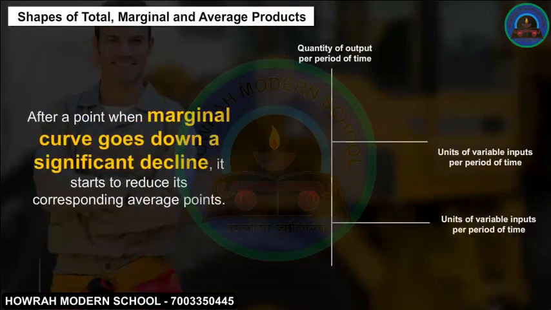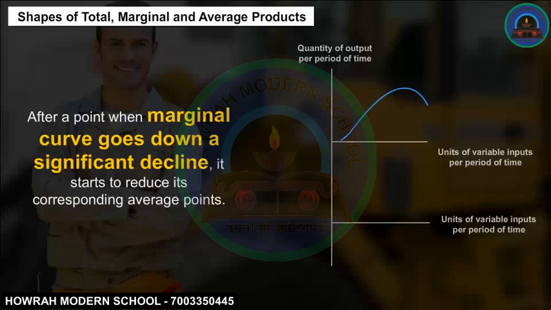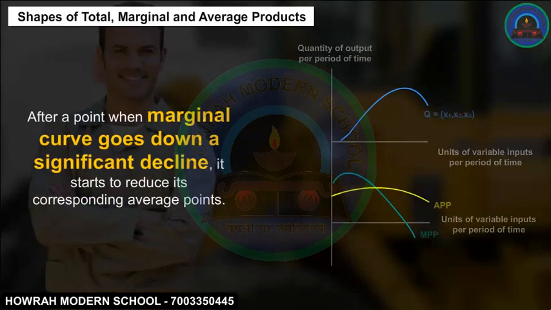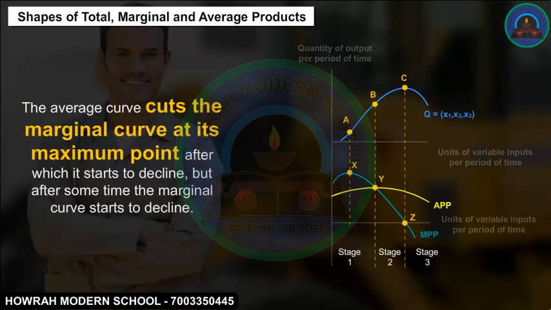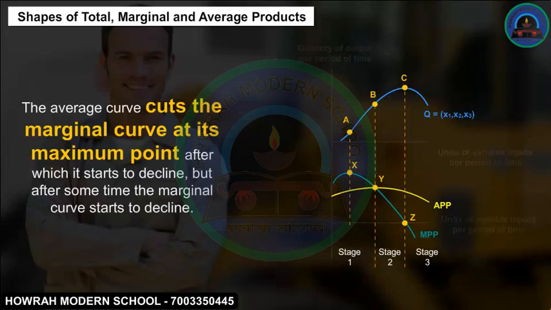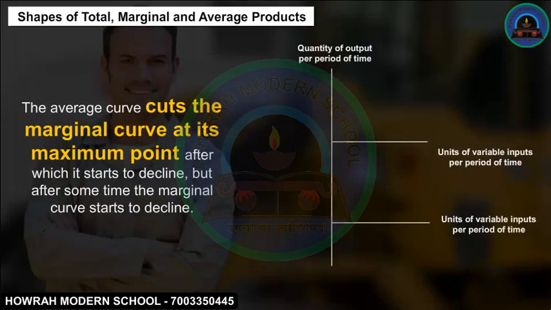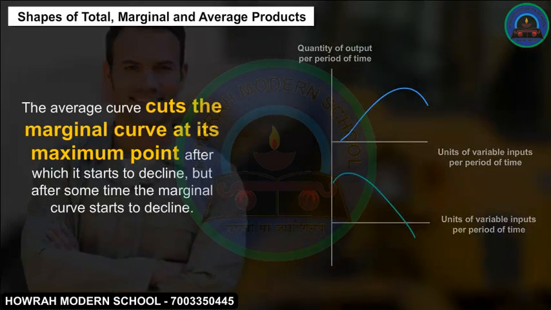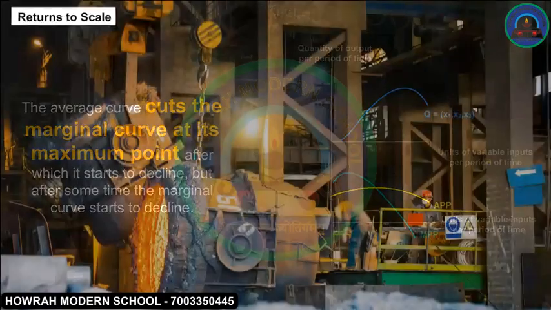After a point, when the marginal curve goes down significantly, it starts to reduce its corresponding average points. The average curve cuts the marginal curve at its maximum point, after which it starts to decline. But after some time, the marginal curve starts to decline. Returns to scale.